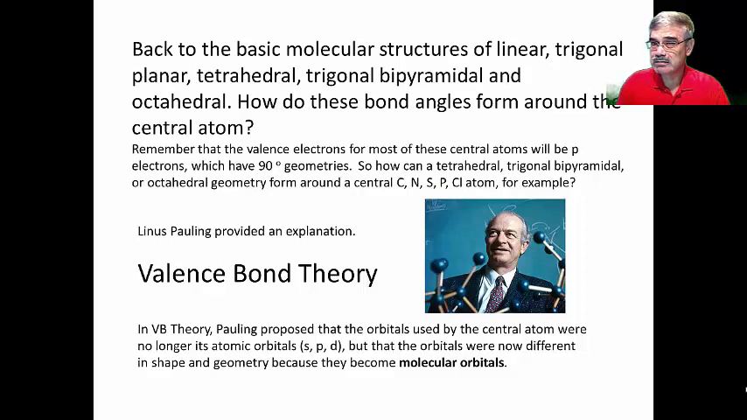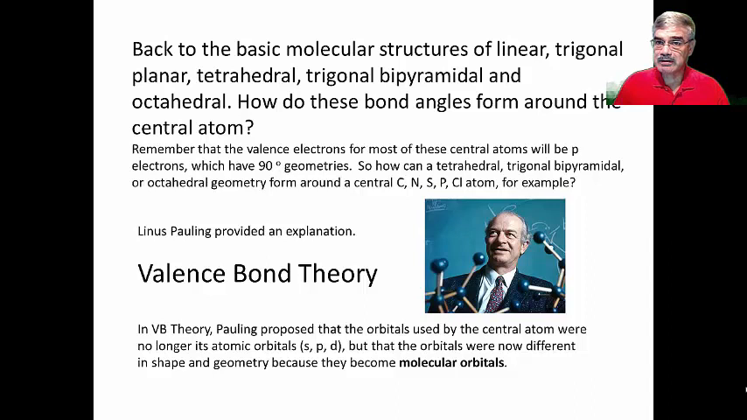So how do we get bond angles of 120 degrees for trigonal planar? How do we get 109.5 for tetrahedral? How do we get to 120 for trigonal bipyramidal? Well, this was somewhat of a conundrum, but again we turn to Linus Pauling, and he provided an explanation, what is called the valence bond theory.